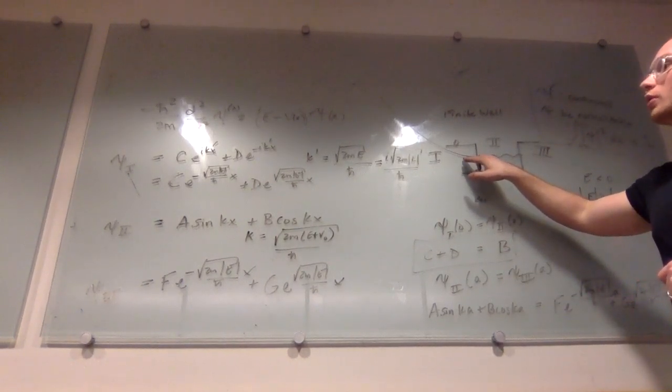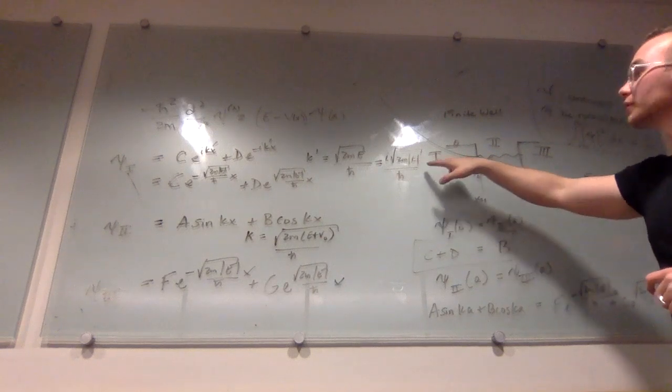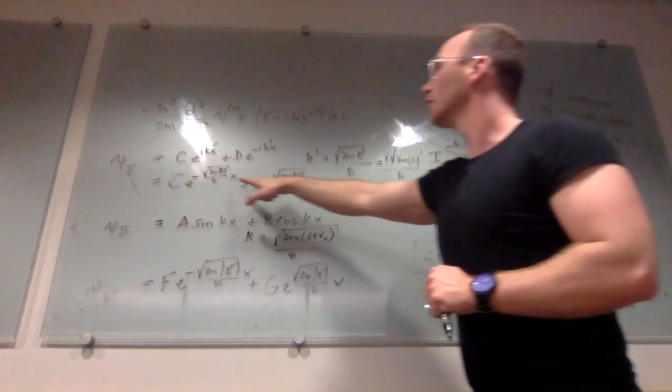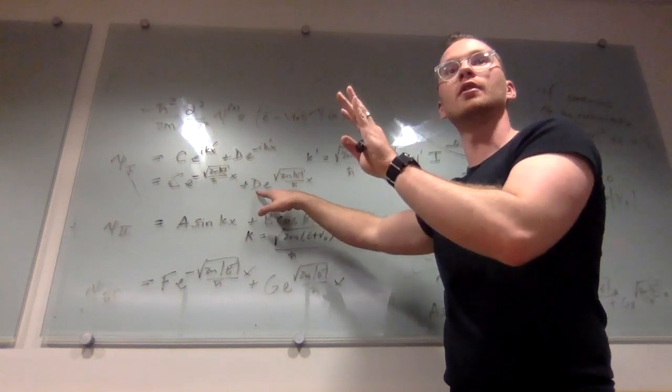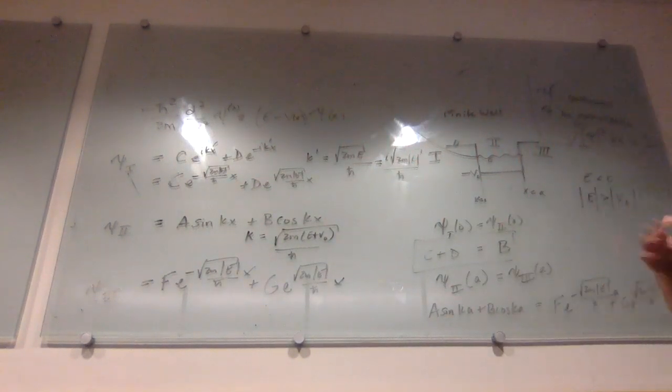As we go to very big negative numbers, this will actually blow up to infinity, right? No matter what we choose for C and D, right? Does everyone see how that makes sense?